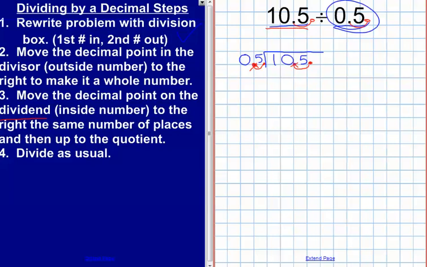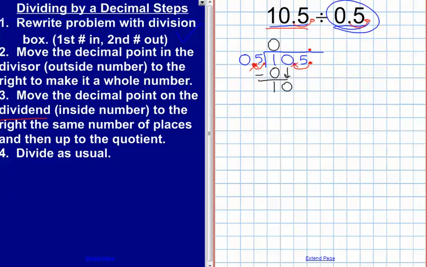So now I'm going to divide as usual. My decimal point is going to come straight up from the dividend into the quotient. From here, I'm just going to do my division like I was doing yesterday. How many times can 5 go into 1? It can't go in at all, so I'm going to put the 0. 5 times 0 is 0. 1 minus 0 is 1.